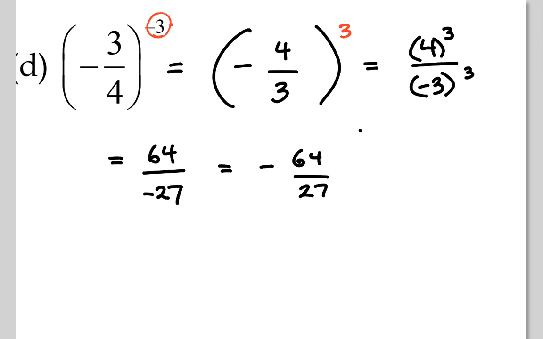I don't think 64 and 27 have any common factors, do they? I don't think so. Because the whole fraction is negative? So like the 3 is positive and the 4 is negative, or vice versa? The 3 is negative and the 4 is positive. As long as one of them is negative and the other one's positive. Because a positive times a negative is a negative.